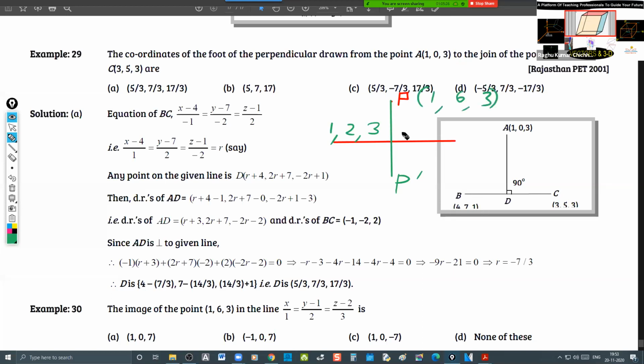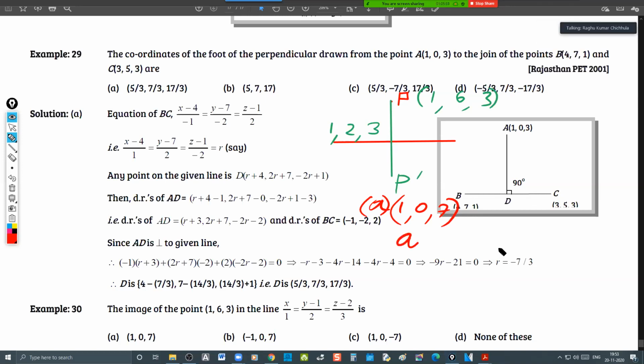Let us check the perpendicularity condition again. What is the perpendicularity condition, please? A1, A2 plus B1, B2 plus C1, C2 equal to 0, as you said in the previous case. For the first option, which is 1, 0, 7, verify A1, A2 plus B1, B2 plus C1, C2.